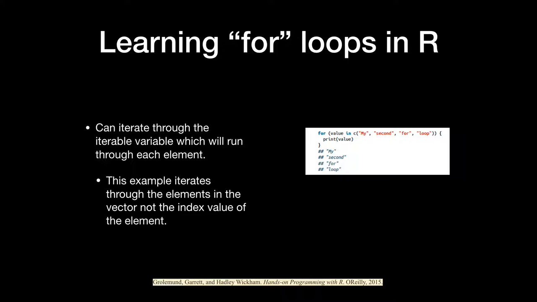For loops can iterate through the iterable variable, which will run through each element as I just stated. This example iterates through the elements in the vector, not the index value of the element. So something different from before is that instead of printing the amount of times that's our elements in the vector, you're going to be printing each element within the vector.